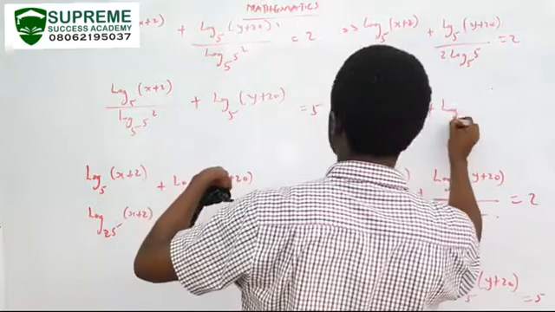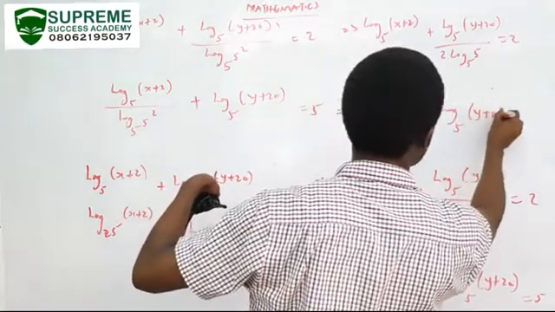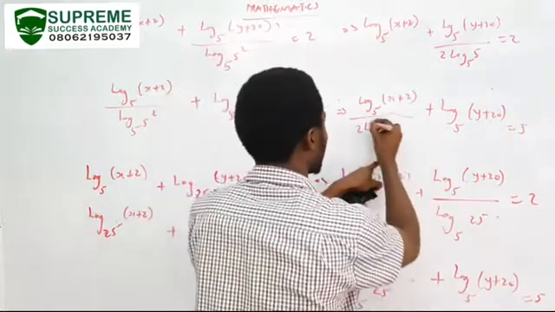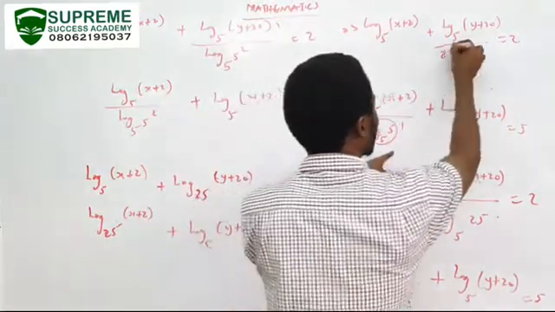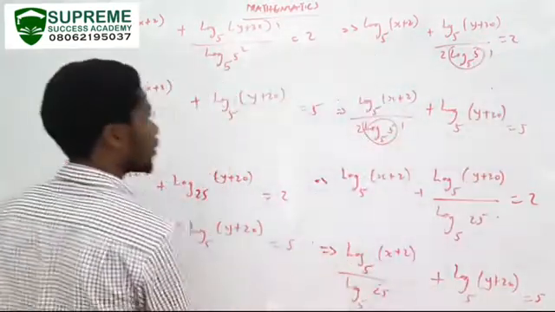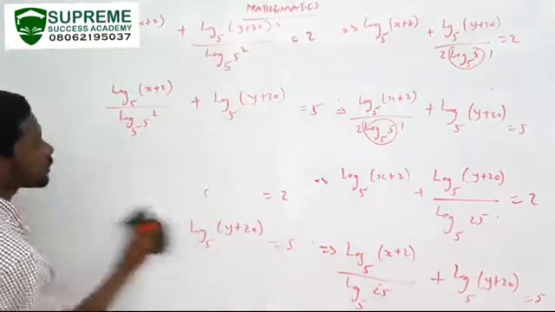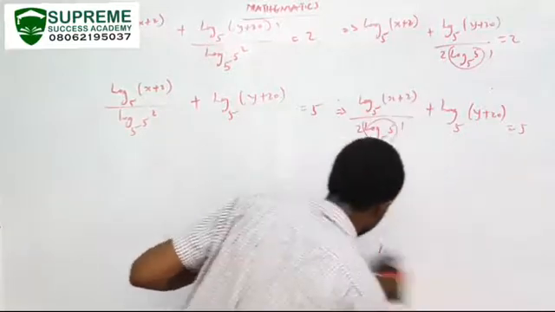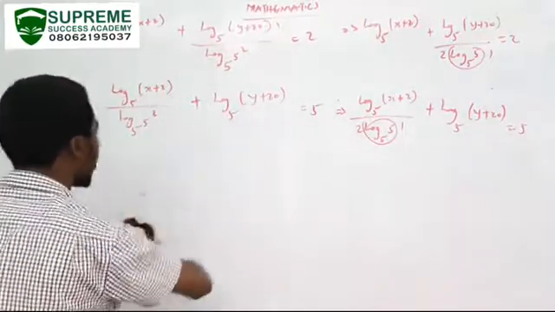Plus log 5 y plus 20 equals what? Log 5 is what? 1. So this one is 1. Then this one is what? It's 1. So 2 times 1 will give us 2. So we've been able to apply the suggestion of the law of logarithm.